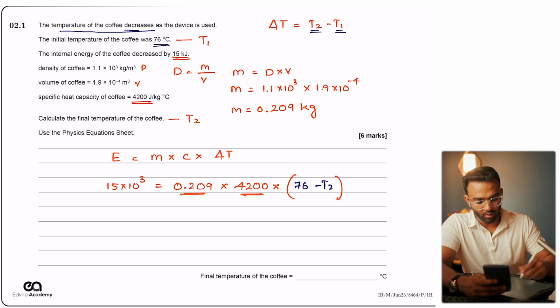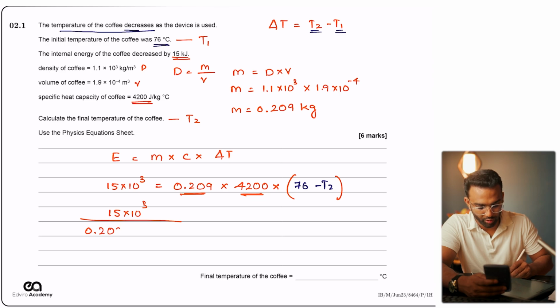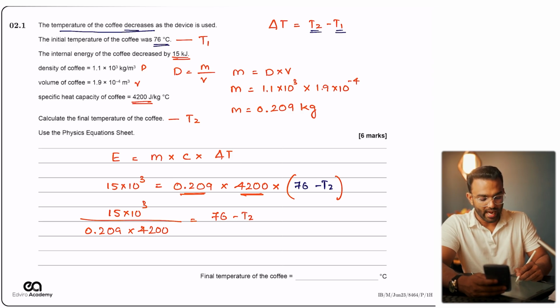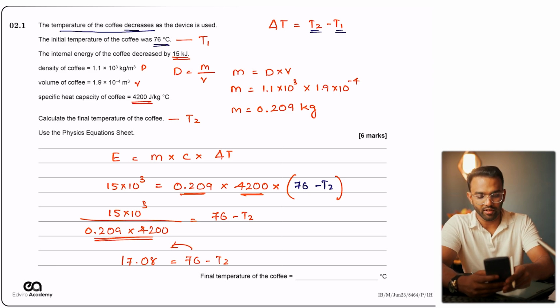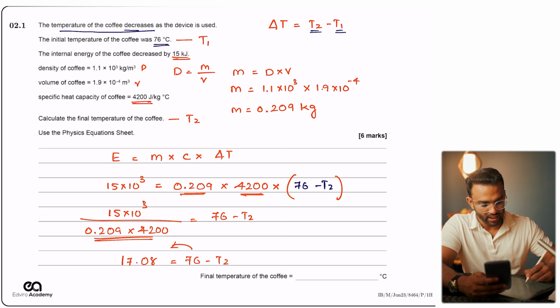There we go. So here, what are we going to do then? If I take 15 times 10 to the power of 3, and I'm going to divide that by 0.209 times 4,200 is equal to 76 minus T2, okay? So what will happen over here is we have to put this in your calculator. Once you put this in your calculator, you're getting 17.08 equals 76 minus T2. Take 76 to the other side and we're going to subtract it. So that will give us T2, the value of T2, if you work it out, to be 58.91.